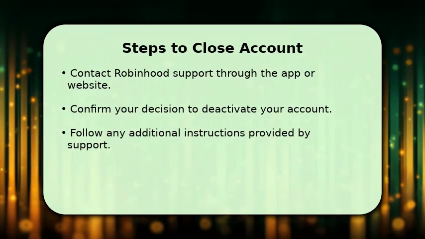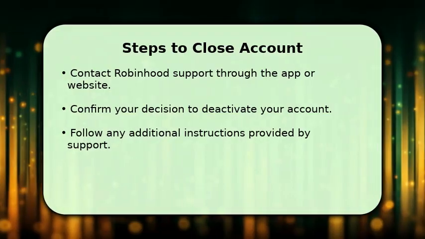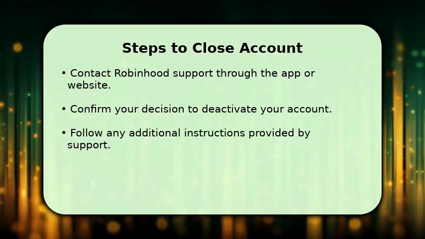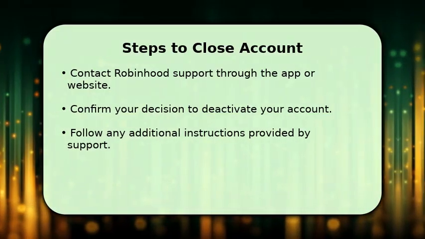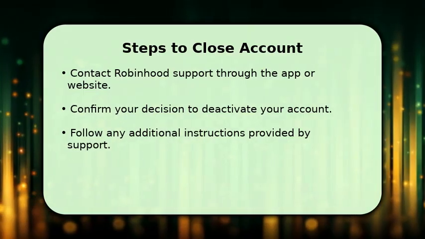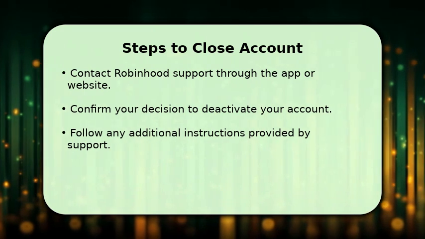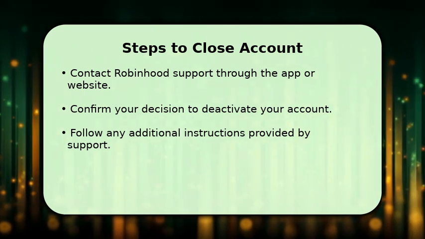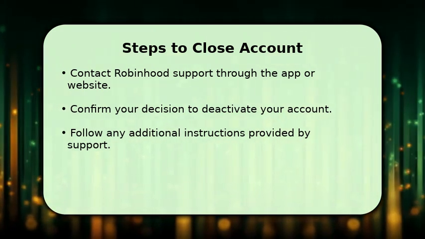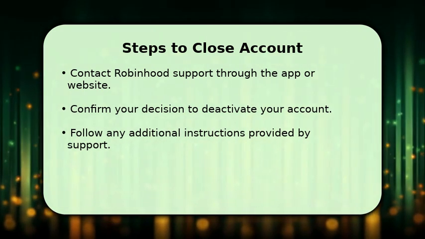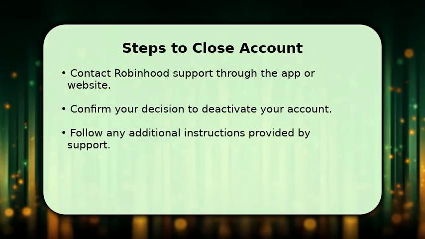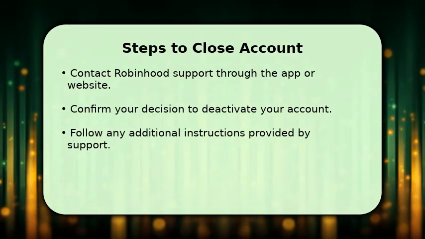Once your account balance is zero and you have downloaded all necessary documents, the next step is to contact Robinhood support. You can do this directly through the app or by visiting their official website. Clearly state your intention to deactivate your account. They will guide you through the final confirmation process and provide any additional instructions needed to complete the closure.